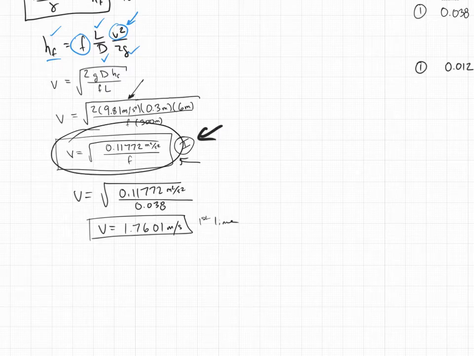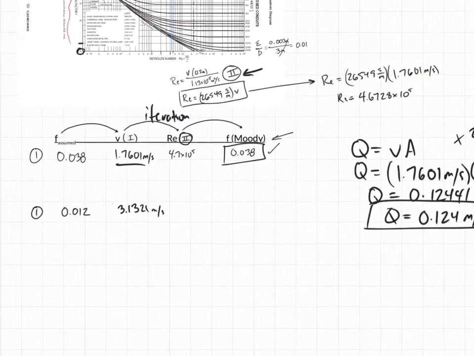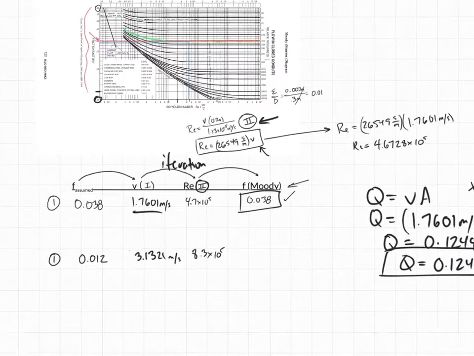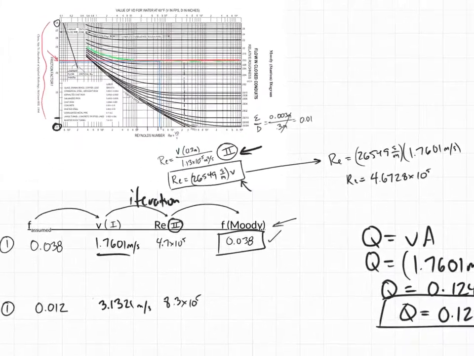Okay, and what would come out would be 3.1321 meters per second. So I would take that number, and I would bring it up to this Reynolds number right here, plug it into equation 2, and I would get 8.3 times 10 to the fifth. Now I would go to the Moody diagram, and I would use that Reynolds number, 8.3 times 10 to the fifth.